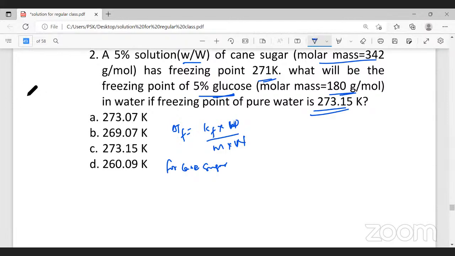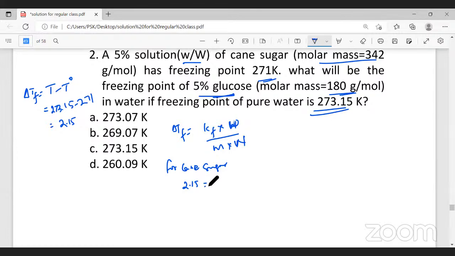So what is delta TF? We can calculate delta TF. It is T naught minus T, where T naught is the pure solvent. The freezing point of pure water they've given is 273.15. For the cane sugar, they've given the freezing point as 271. So 273.15 minus 271 is 2.15. So for cane sugar, delta TF is 2.15.